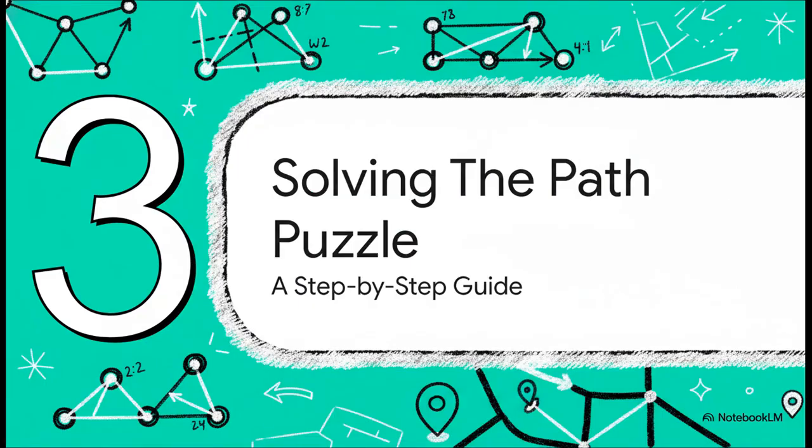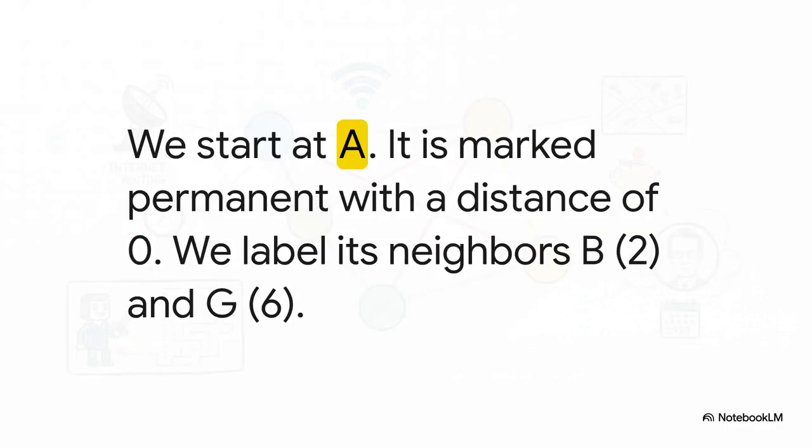Okay, enough with the theory, right? Let's get our hands dirty and actually see this thing in action. We're going to solve the puzzle of getting from node A to node D on this map, step by step, just like the algorithm would. Okay, here we go. We're starting at point A. The distance to get to yourself is always 0, so that's our very first permanent label. Easy. Now, from A, we can only see its immediate neighbors.